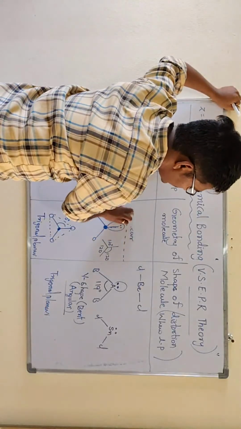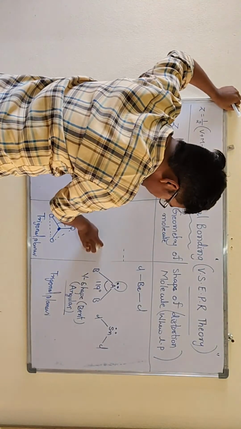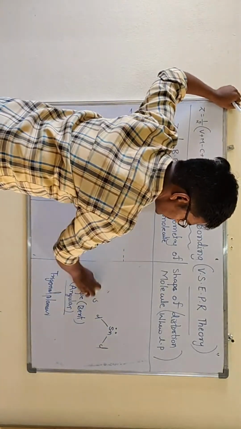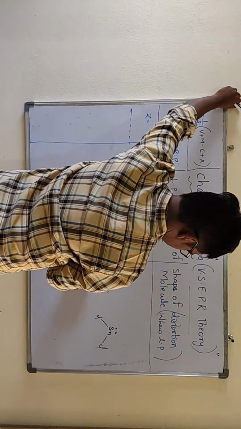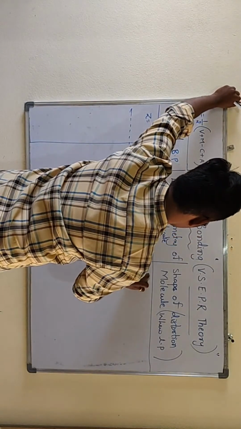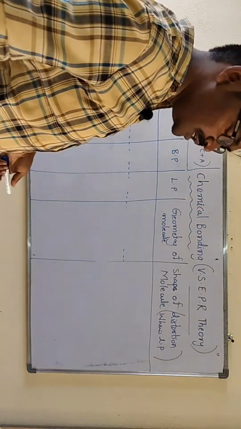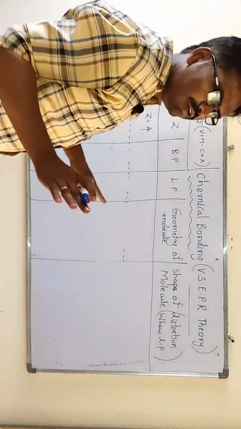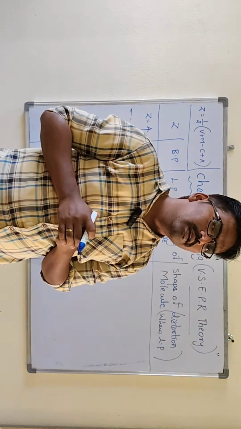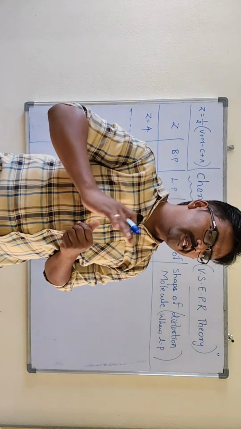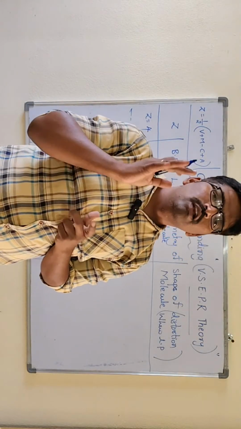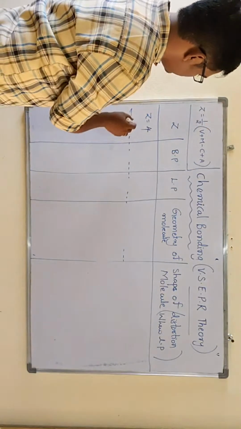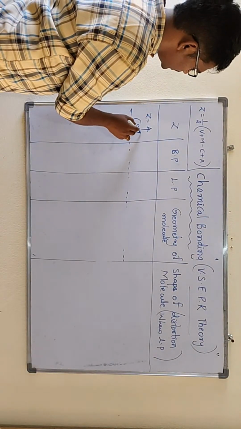Then what is the geometry of molecule and shape of the molecule? And what are the examples for these that we have to discuss? So in case Z value, steric number 4 is there, what is the hybridization? When Z value 4 is there, sp3 hybridization.